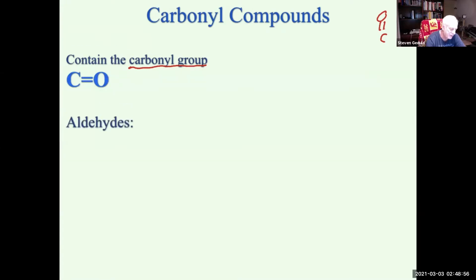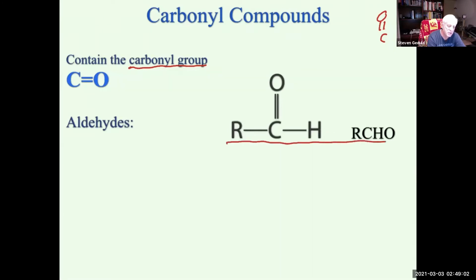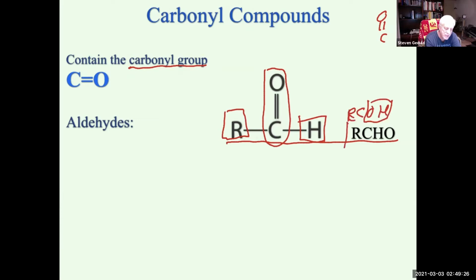Aldehydes. The formula for an aldehyde is RCHO. Here's your carbonyl group, and you have an R group, a carbon on the other end, a hydrocarbon, and a hydrogen on the other side of the carbonyl group. That's an aldehyde. The reason we write it RCHO is because if we wrote it RCOH, people would think it's an alcohol. I realize the hydrogen is not bonded between the carbon and the oxygen, but that's why we write it this way, to distinguish it from an alcohol, because alcohols end in OH.